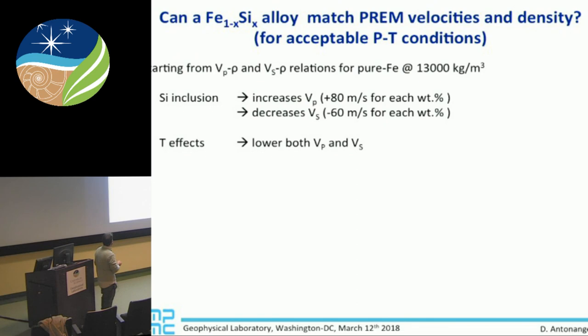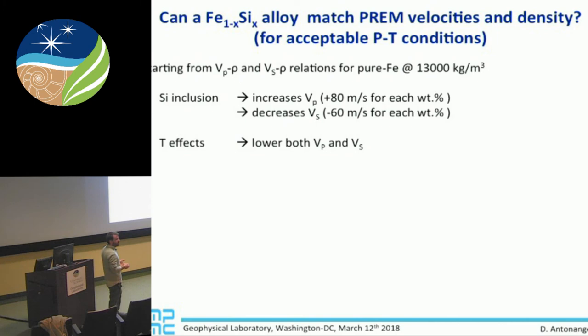So if now we want to wrap things up and try to say, can an iron silicon alloy match PREM velocity and density for acceptable pressure and temperature conditions? To answer this question, I will start from the established pressure, density, and velocity-density relationship, VP and VS, for pure iron at 300 Kelvin. There, all techniques and the ab initio calculation agree. Then I will add the effect of silicon inclusion, modeled as an increase on VP of 80 meters per second for each weight percent, and a decrease on VS of 60 meters per second for each weight percent.